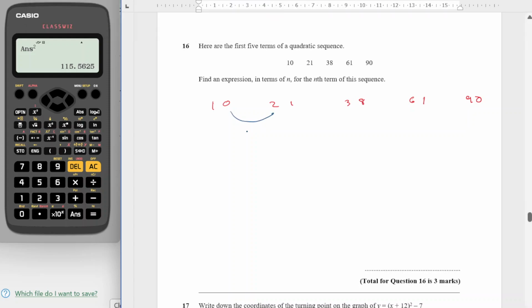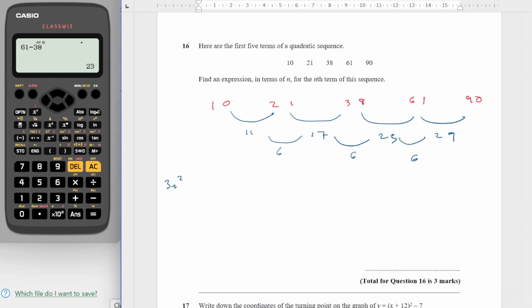So the first difference is 11. The second difference there is 17. Third difference there is 23. And then we've got a common difference of 29. And then we've got a common difference of 6, 6, 6. So that means that we've got half of this as the n squared coefficient. So our pattern should have 3n squared in it.